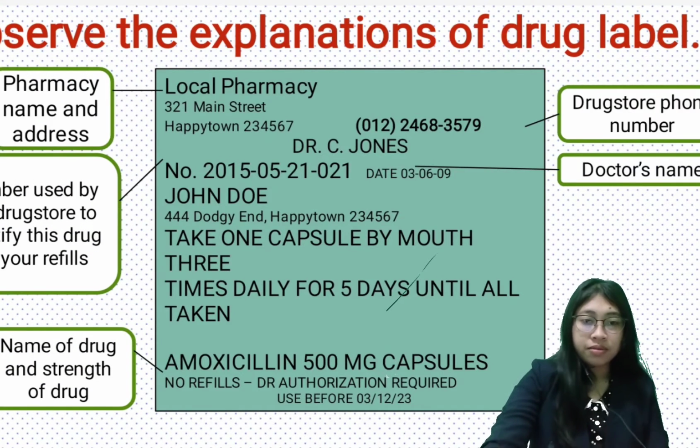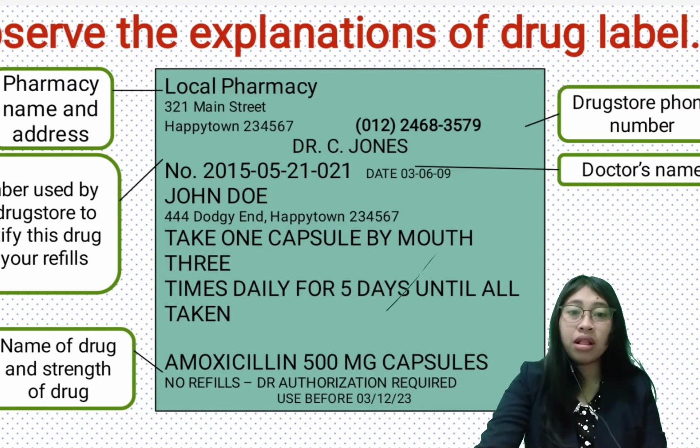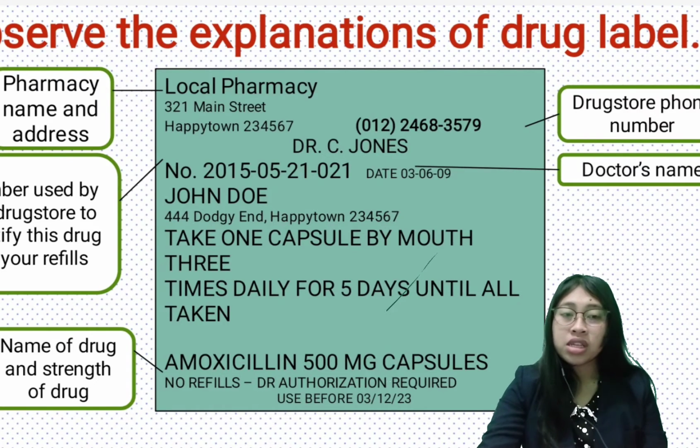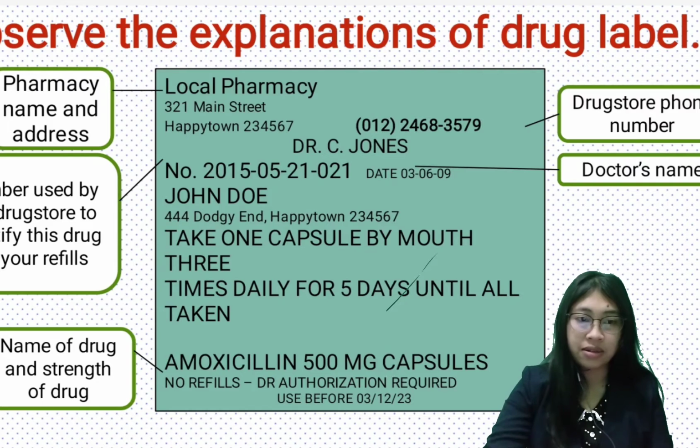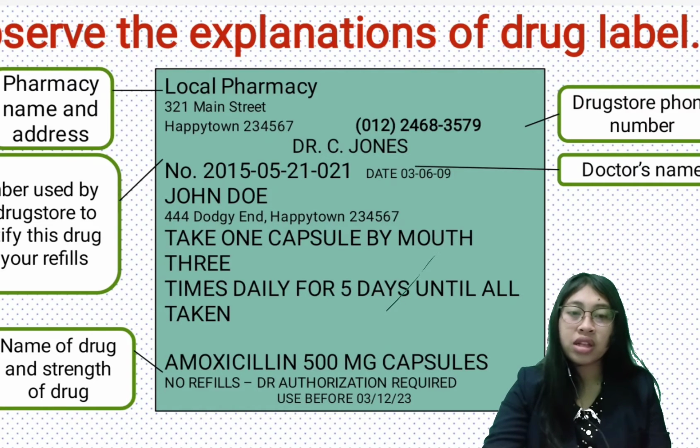Now, observe the label of the drug. First, you can see a local pharmacy and the street where the product is made. It is the pharmacy name and the address. Then you can see on the right side the drugstore phone number, and then it includes the doctor's name, and on the left side you can see the number used by the drugstore to identify this drug for your refill.